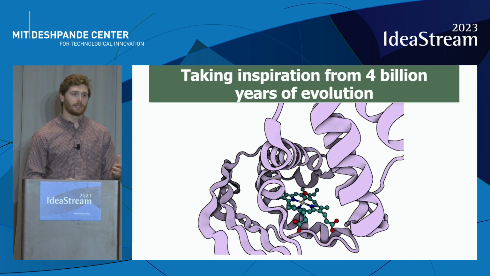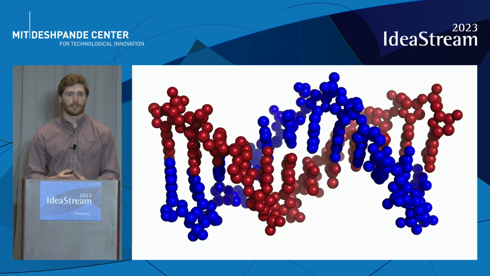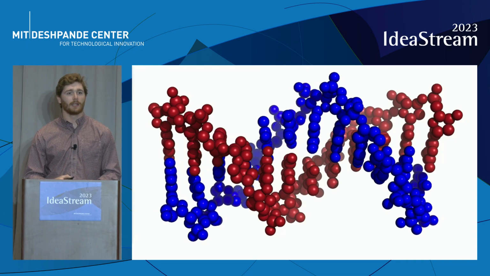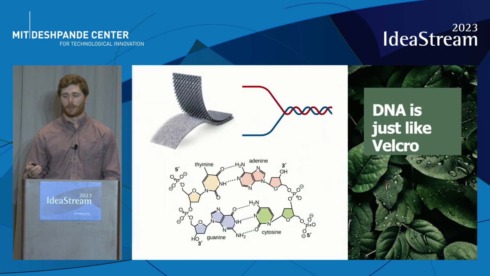At the first lab, we take inspiration from over 4 billion years of evolution in the form of biomaterials. And so we ask the unconventional question, what if DNA could help us with this problem? Most of us think of DNA as the genetic material that exists in all of our cells encoding that information. But DNA also has some pretty incredible materials properties, one of which we like to think of as Velcro.